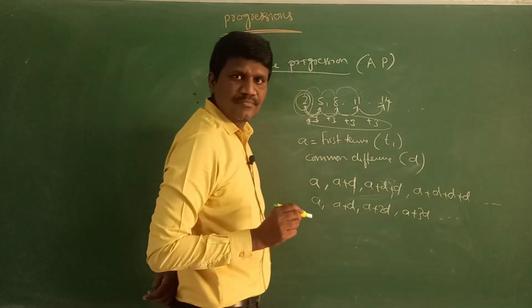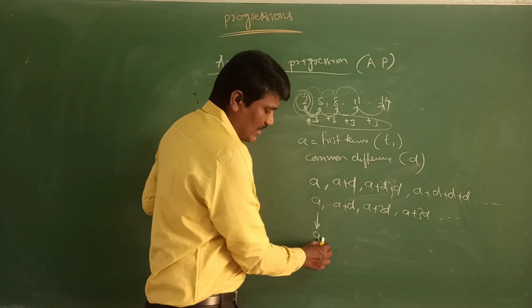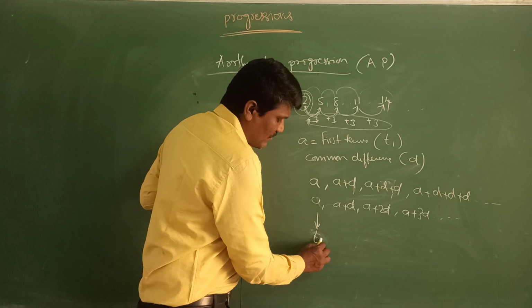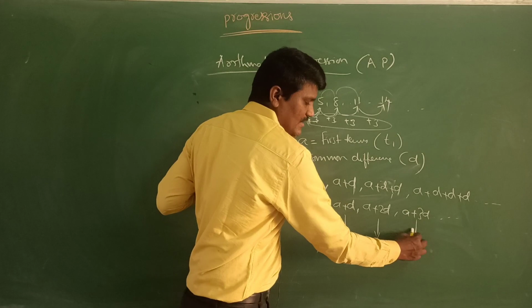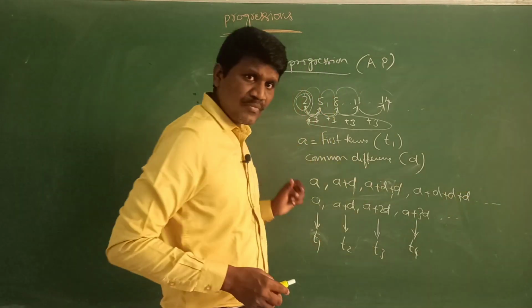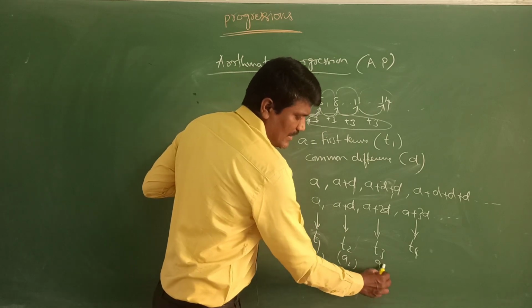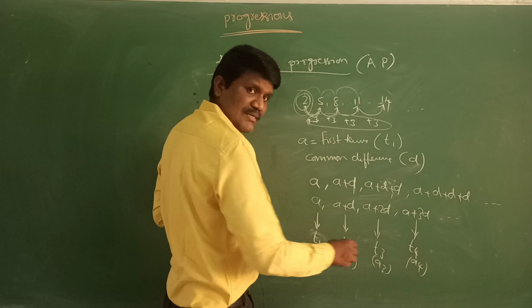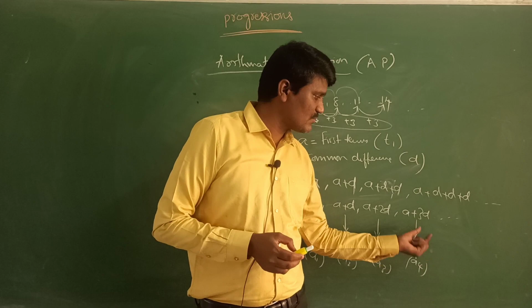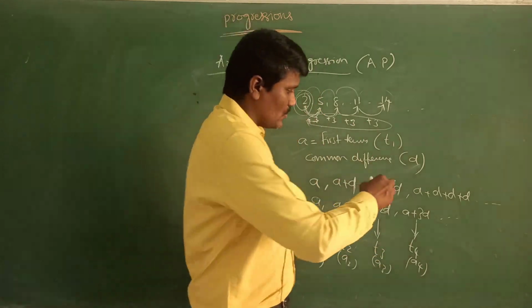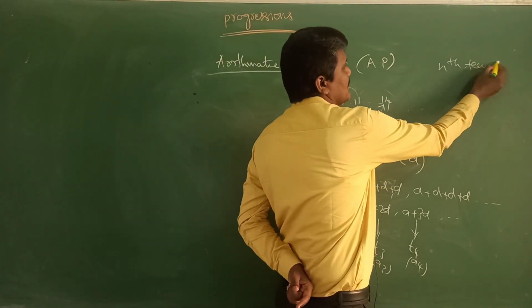Okay students, so this is the first term. In fact, this is A1, or you can say T1, term 1, this is term 2, this is term 3, and this is term 4, and so on. Or you can say A1, A2, A3, A4, whatever it is. A1 is the first term, A2 is the second term, A3 is the third term, A4 is the fourth term. So, what is the nth term?